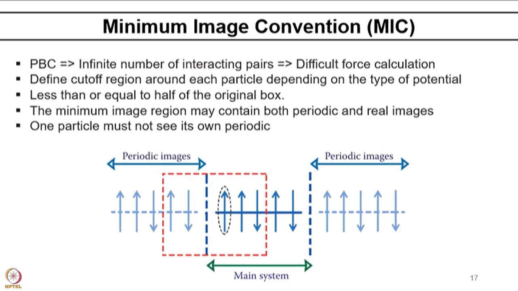Okay. So the main system is shown here by the double arrow on the bottom. And then you draw this so that now, within that, my central spin is interacting with these two spins on the left and two spins on the right, but it does not interact with its own image. So that is the minimum image convention, covering both periodic and real images, and a particle must not see its own periodic repetition.